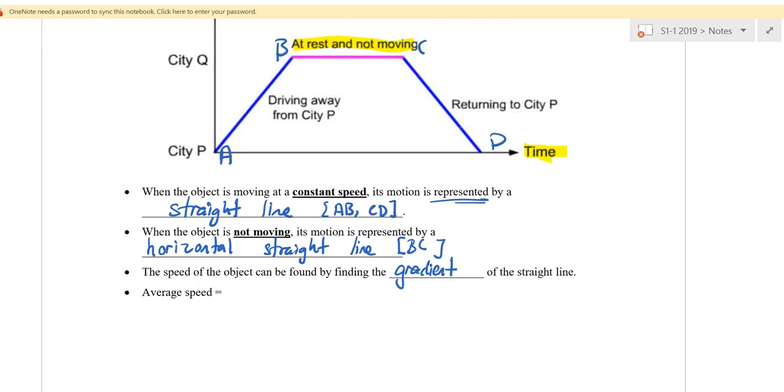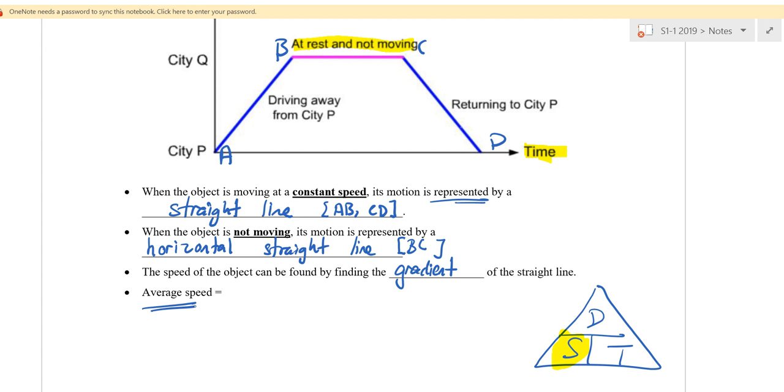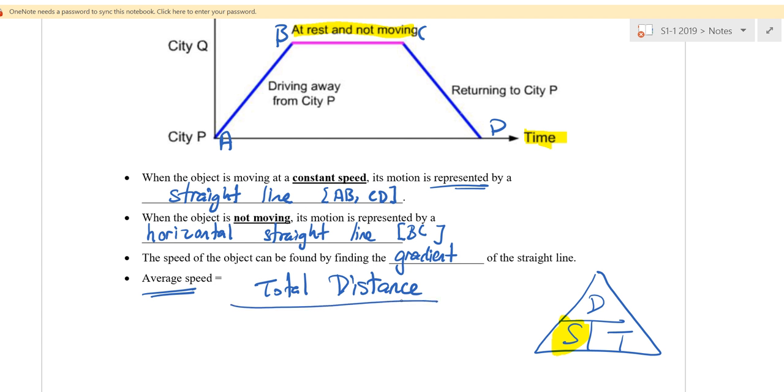Can you also write down the average speed? Still remember the three alphabets in the triangle? D, S, T. Right? So if I want to find speed, then how do I find? Distance divided by time. Easy, yeah? But I want average speed. So there's an additional word there. Total distance divided by total time.